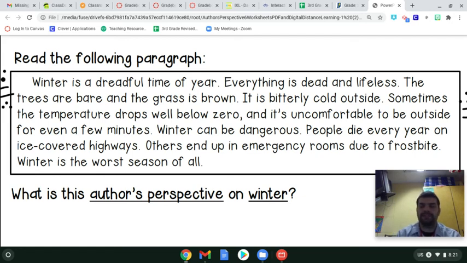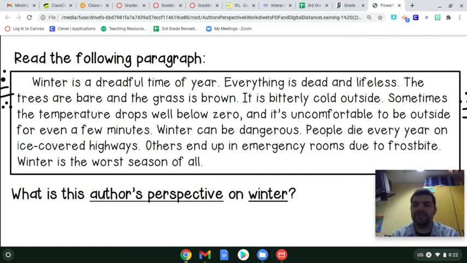So if it asked me what was the author's point of view, I might say something like the author does not enjoy winter, or the author thinks that winter is the worst season. It tells us that right here. It won't always tell you exactly what the author believes in one sentence. Lots of times you have to look for clues in the text, but this time he actually tells us right here, winter is the worst season of all. So that would be the author's perspective.